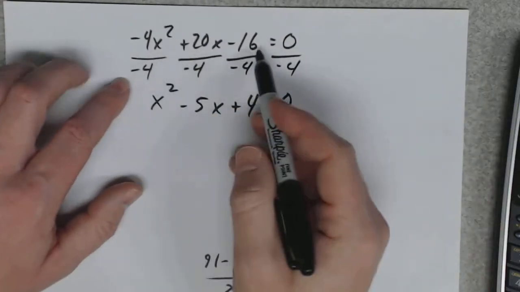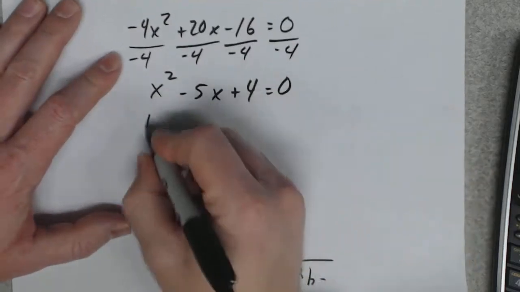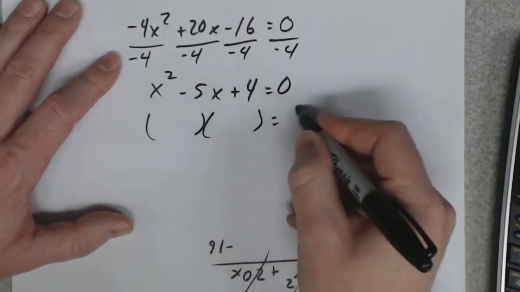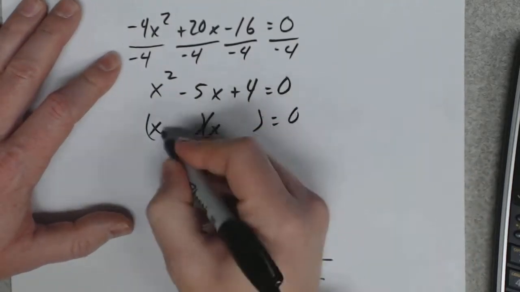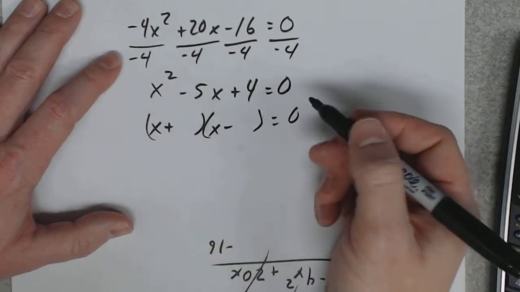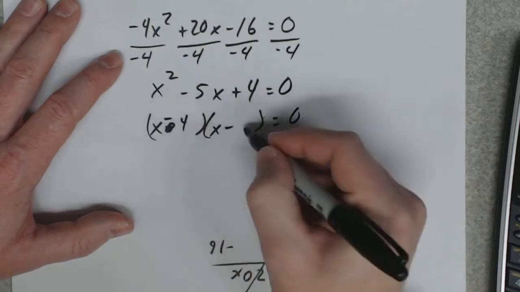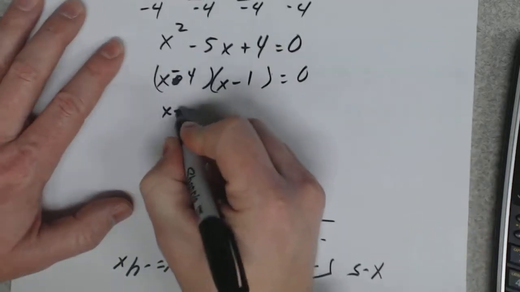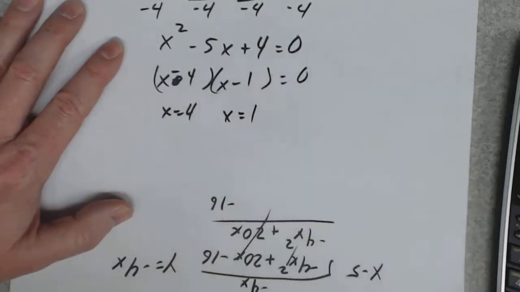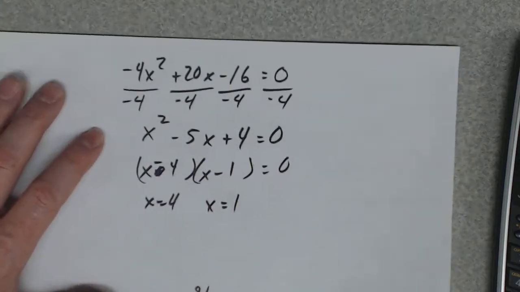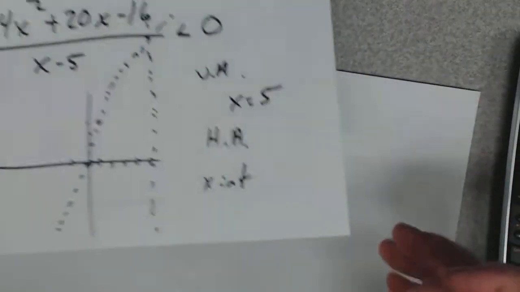You can use the quadratic formula on this too if you wanted to. But this tells me an x-intercepts of, oops, they're both negative, 4 and 1. So x equals 4, x equals 1. My x-intercepts, 4 and 1.